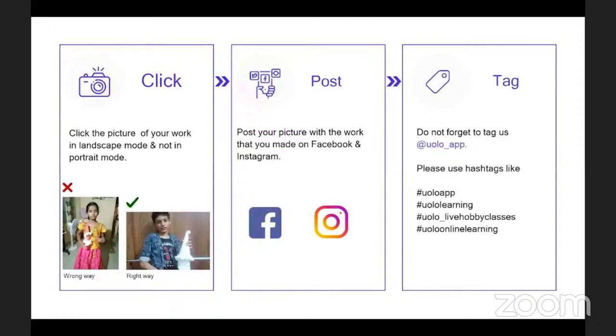Just a tiny reminder, your submission looks a lot better if you click a photo in the landscape mode rather than the portrait mode.